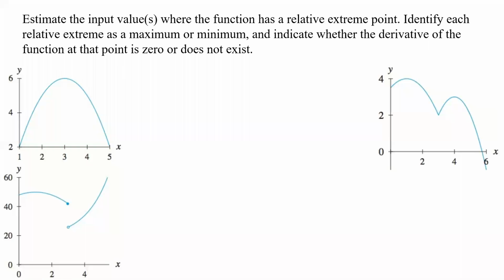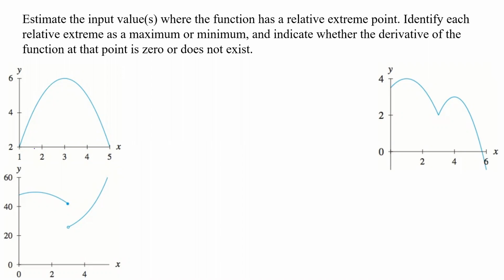All right, so we're supposed to estimate the input values where the function has a relative extreme point. Then we're supposed to identify each relative extreme as a maximum or minimum and indicate whether the derivative of the function at that point is zero or does not exist.